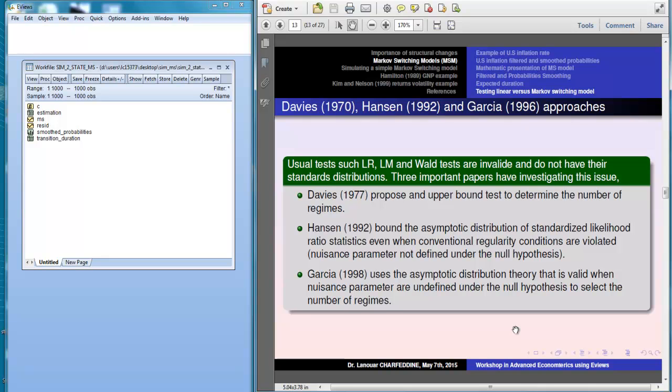Okay, there are some problems. One is testing between a linear model against the alternative of a Markov switching model with two regimes. In this case, the likelihood ratio, LM, and Wald tests do not have their standard distribution, and we cannot use the usual tests to test a linear model against the alternative of a two-state Markov switching model. Others have developed some theory to resolve this problem, and those who are interested in this model can look at the papers of Davies 1977, Hansen 1992, or René Garcia 1998.